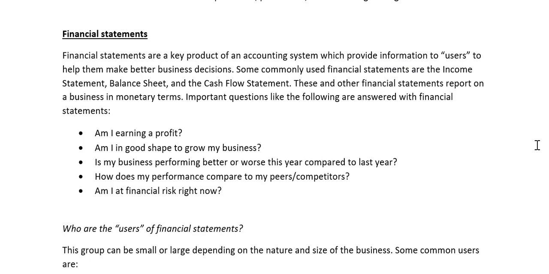Let's look at another important concept in the accounting world, which is financial statements. They can be viewed as the end result of what accounting does for us. Financial statements are key products of an accounting system which provide information to users to help them make better decisions. Some commonly used financial statements are the income statement, balance sheet, and the cash flow statement. These and other financial statements report on a business in monetary terms. Important questions like the following are answered with financial statements.